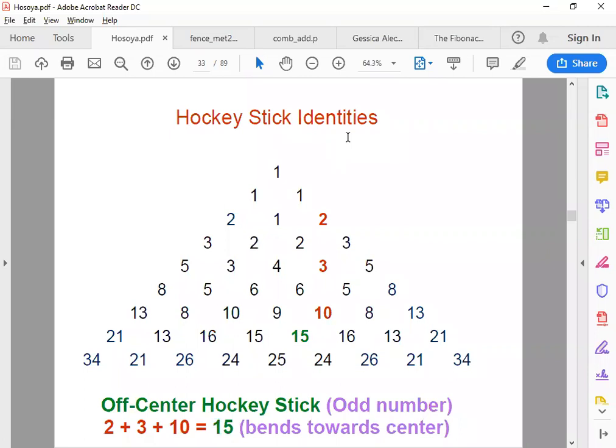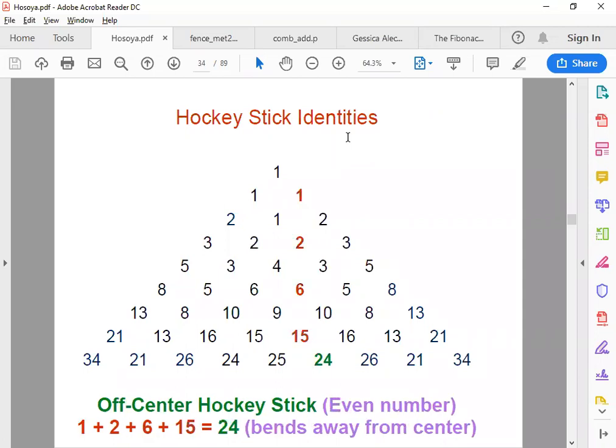Whereas if you have an even number, and here's another one, 2 plus 3 plus 10 is 15. Whereas if you have an even number, like 1 plus 2 plus 6 plus 15, that's 24, you bend away from the center. All right, so that's the hockey stick property of Hosoya's triangle.